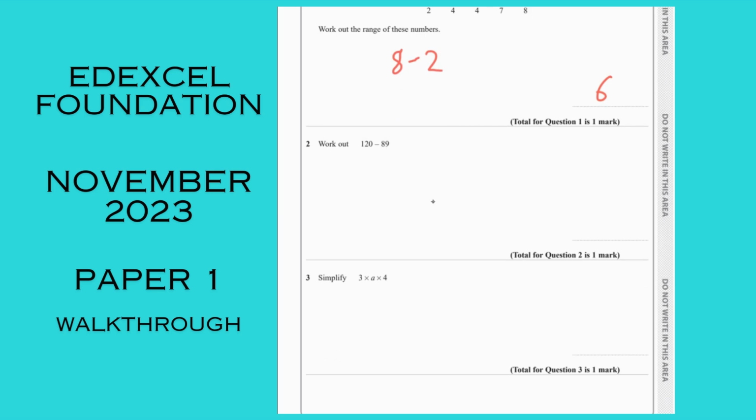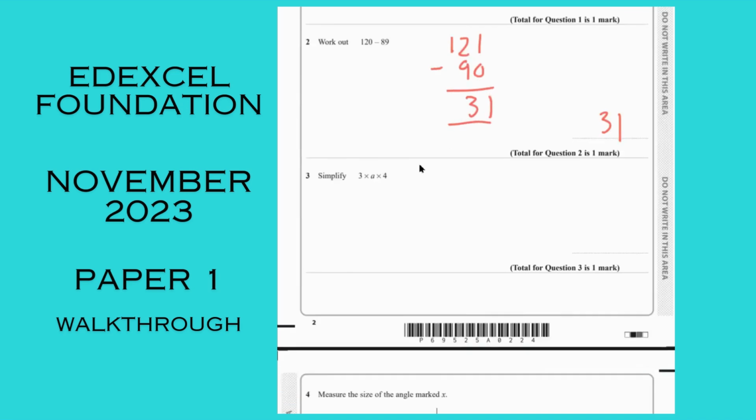A couple of ways of doing this. I'm going to go for the shortcut. I'm going to add 1 to each number because it won't change the outcome, but it can make things a lot easier if you're not a fan of borrowing, paying back and all that malarkey.